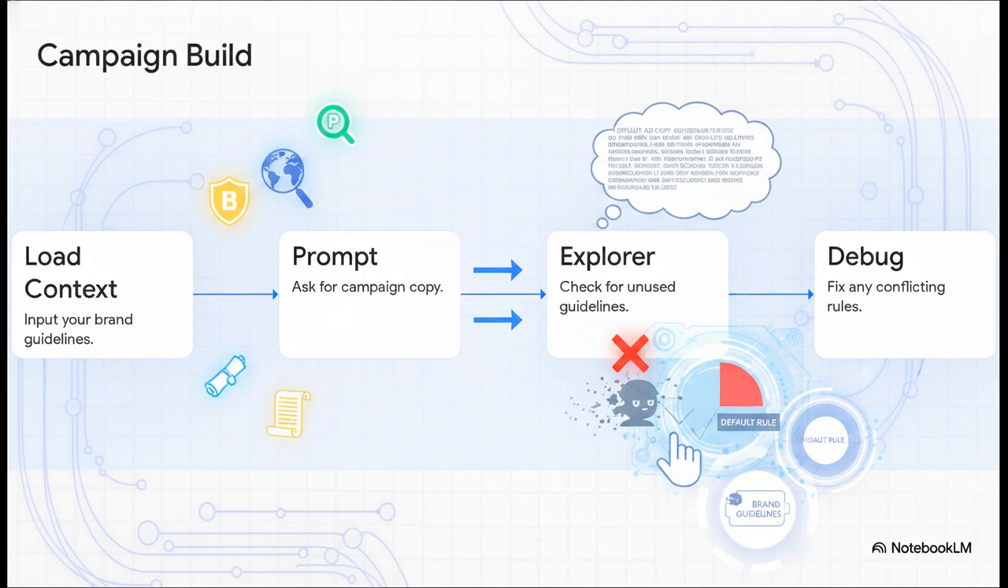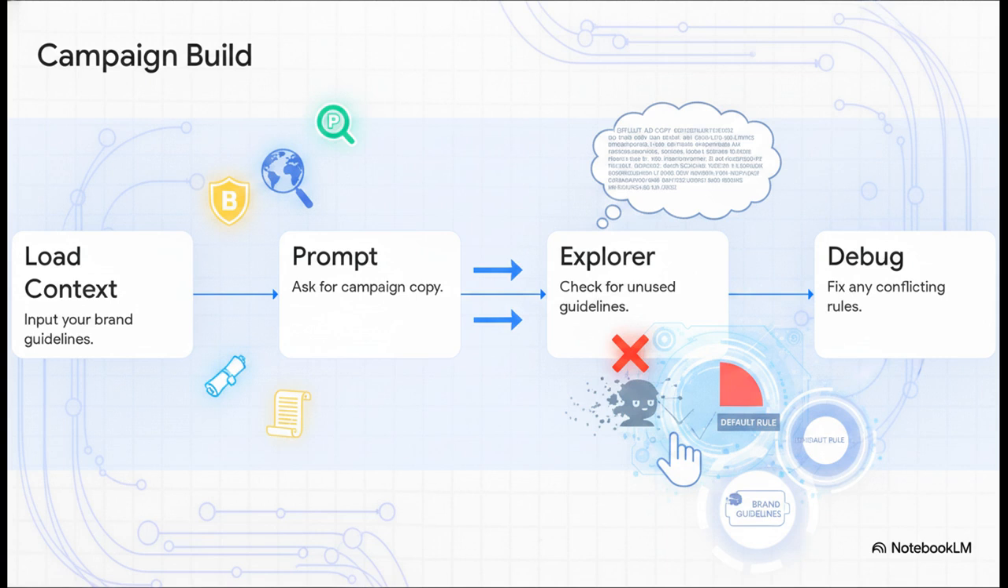But now, in step 3, you check the Context Explorer and you realize something crazy. Your core brand guidelines document is barely even being used. Instead, some generic default marketing rule floating around in your workspace is taking up all the context space and completely overriding your specific brand voice.